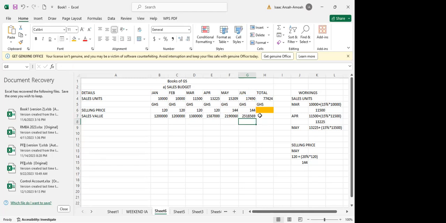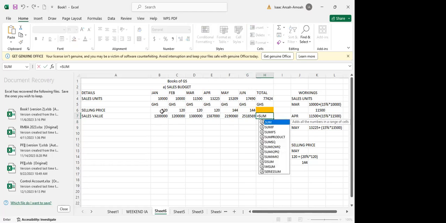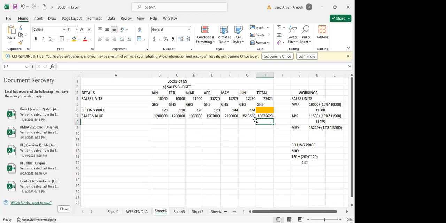From here, I may have to find the total, right? So I do a sum of it. I may have to find the total of this. So I find a sum of it. Okay. And that becomes my total sales value.